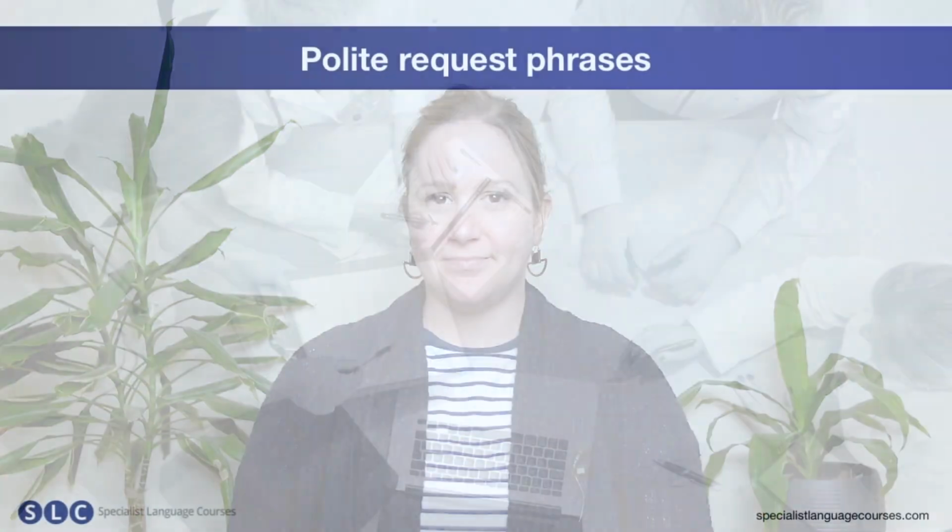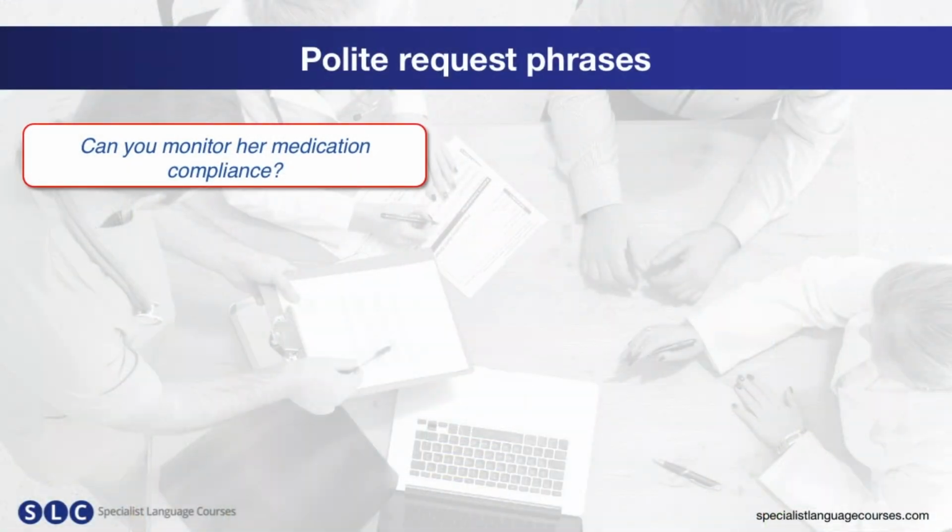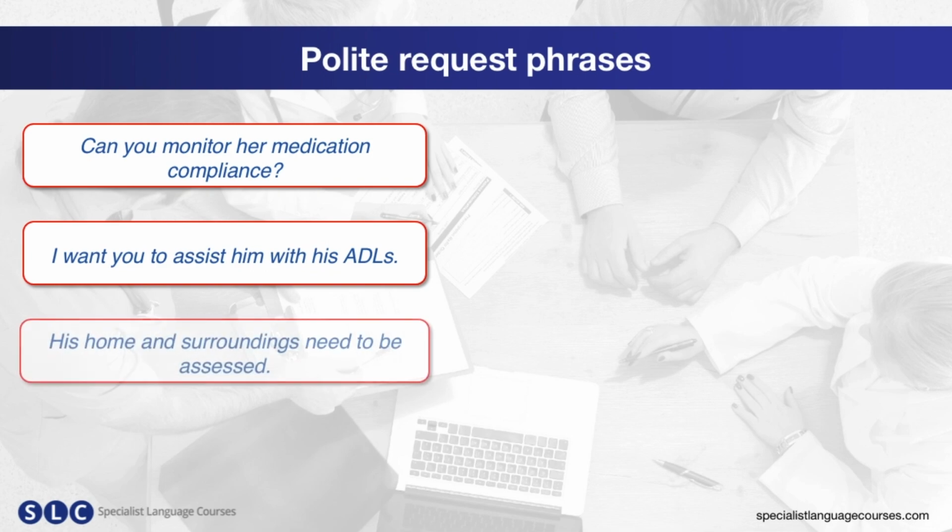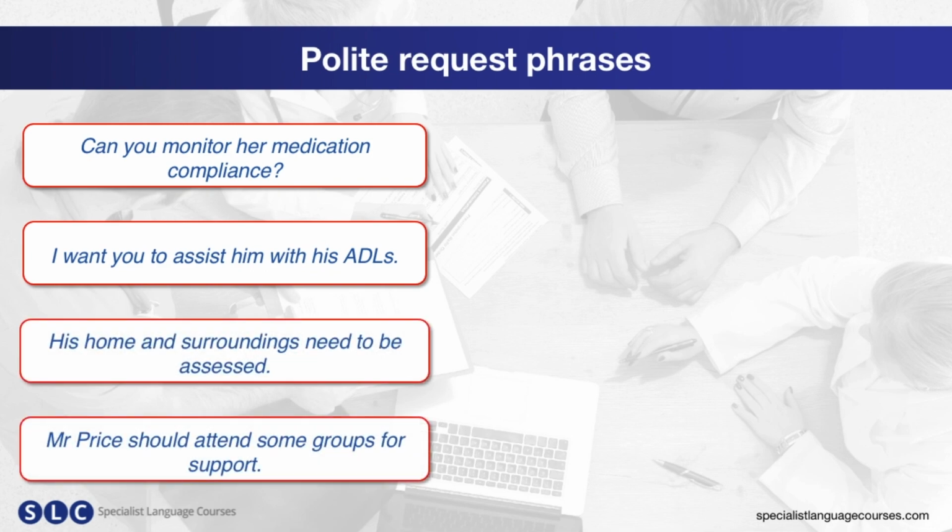The next descriptor for genre and style is polite language. Let's take a look in the context of polite request phrases. So here we have some request phrases, but they would be considered too informal. How do you think you could request these in a more appropriate way?